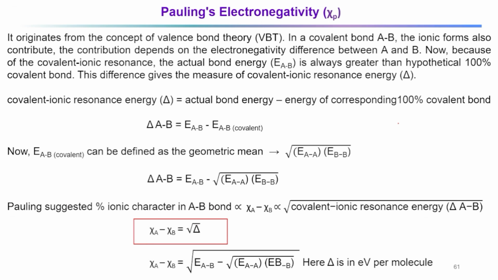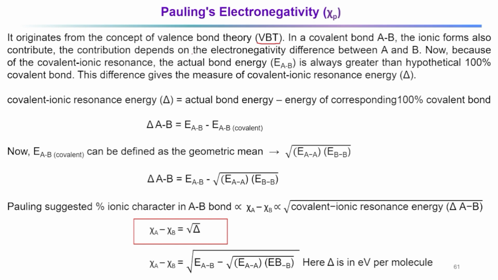Now let's talk about Pauling's electronegativity. The electronegativity periodic table, which we saw earlier, is actually based on Pauling's electronegativity. It originates from the concept of valence bond theory, VBT. In a covalent bond AB, the ionic forms also contribute.